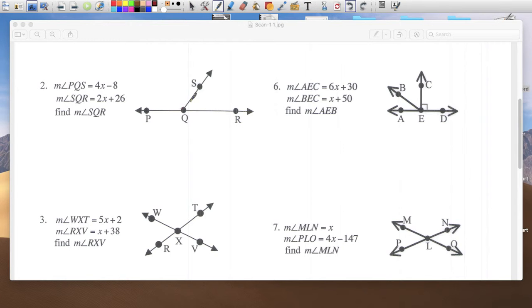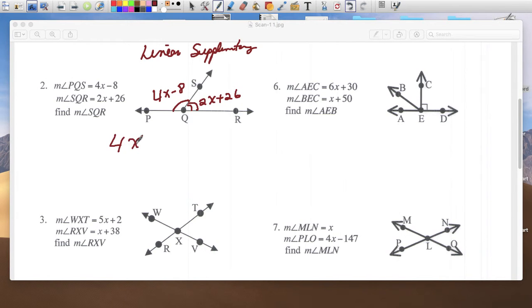Angle PQS, this big angle over here, has a value of 4x minus 8. SQR, the other one, is 2x plus 26, so it helps if you label. What's the relationship between these two? Well, they're both on the straight line. They share an adjacent side, QS, so they form a linear pair, and they're supplementary. So if they're supplementary, one plus the other equals 180.